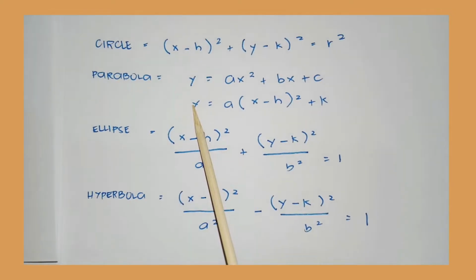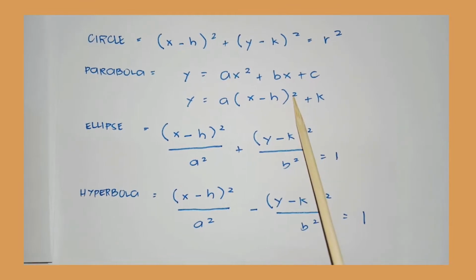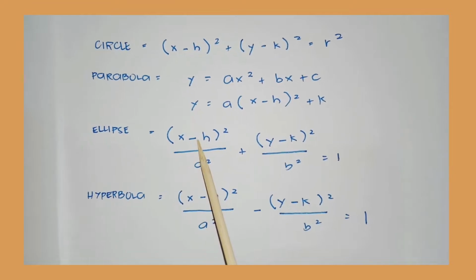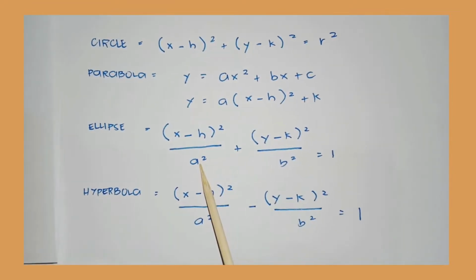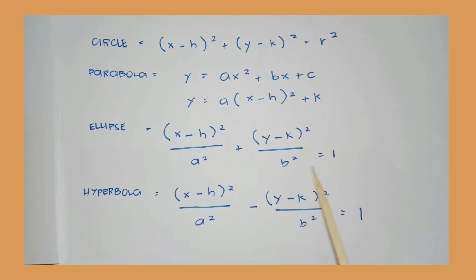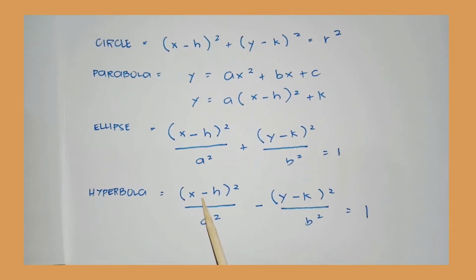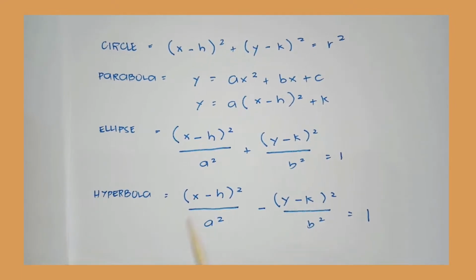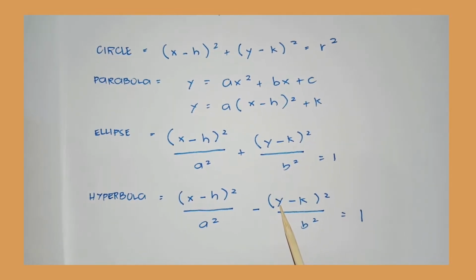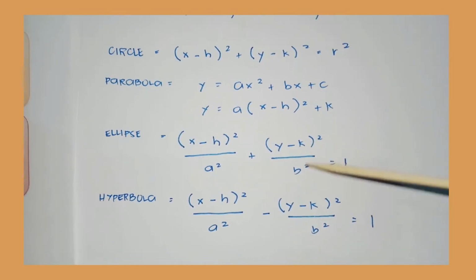We also have for parabola y equals a quantity x minus h squared plus k. And then ellipse, quantity x minus h squared over a squared plus quantity y minus k squared over b squared is equal to 1. Lastly is the hyperbola, quantity x minus h squared over a squared minus quantity y minus k squared over b squared is equal to 1. So, ito yung kanya-kanya nilang equations.